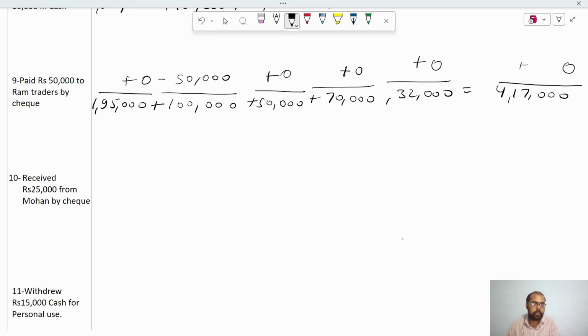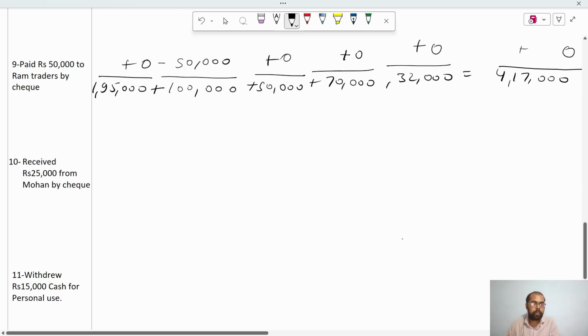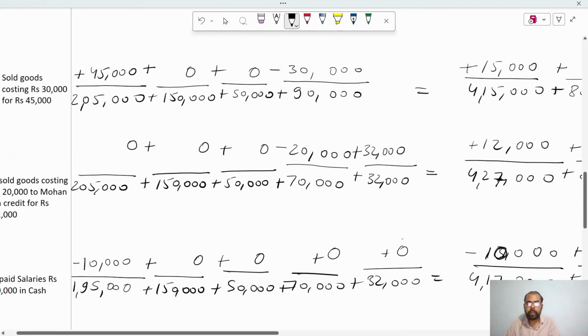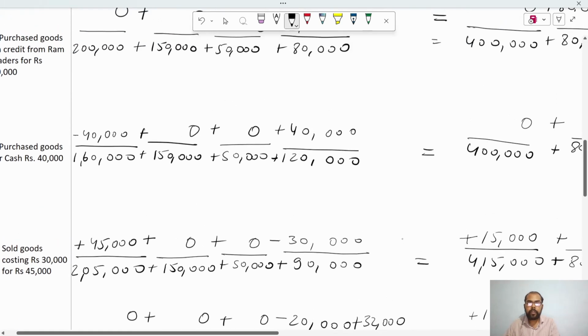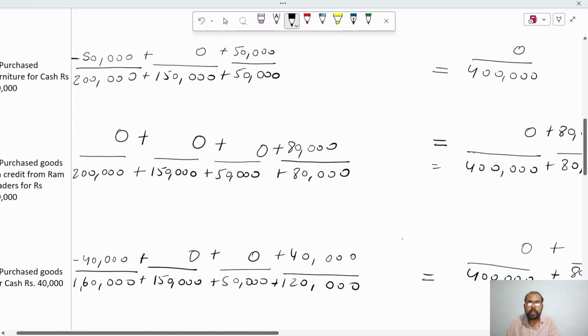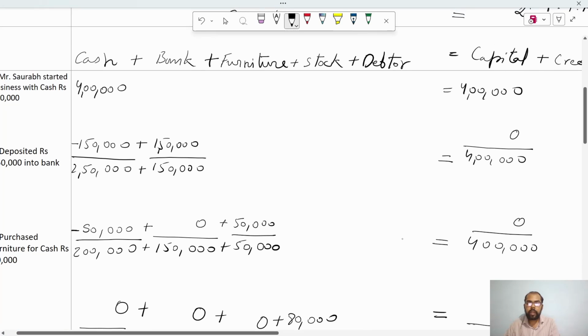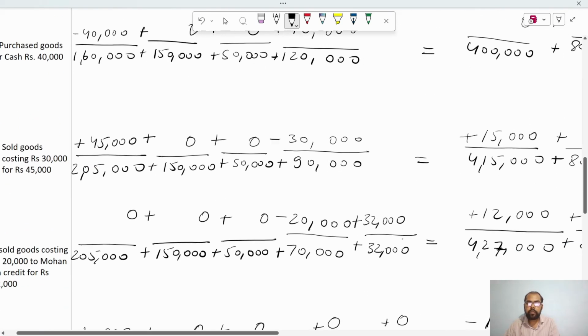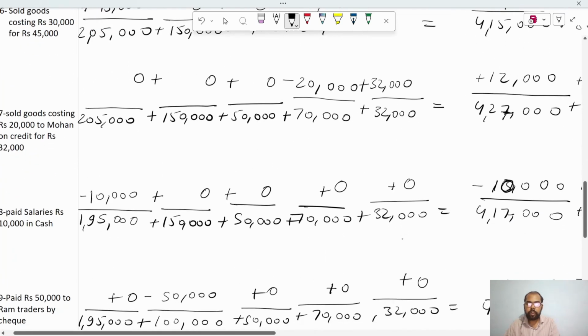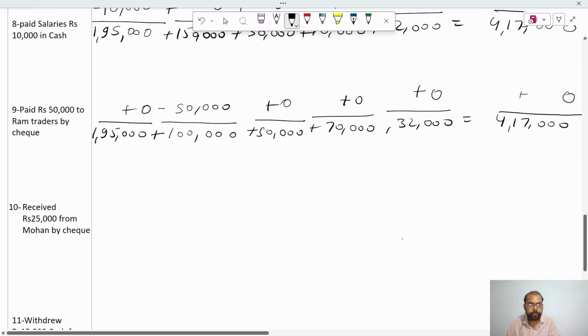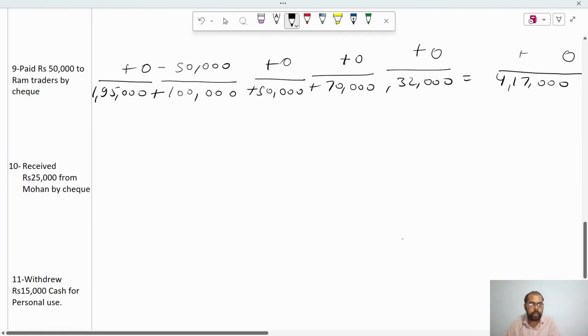Received rupees 25,000 from Mohan by check. Now we have to identify where was Mohan. So Mohan is a debtor here. We have sold goods worth rupees 32,000 to Mohan. And Mohan is paying 25,000 by check.